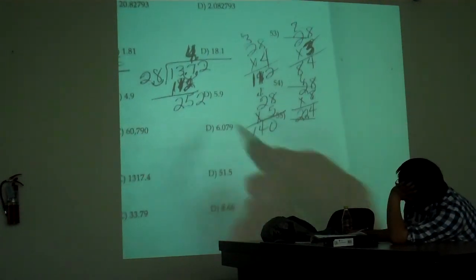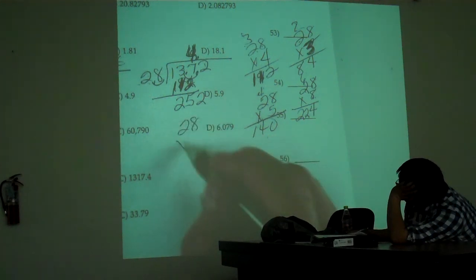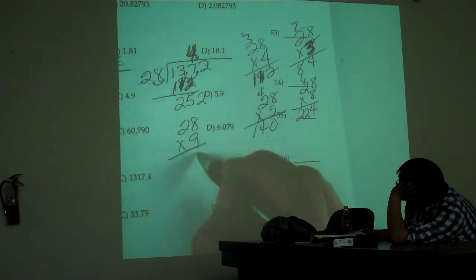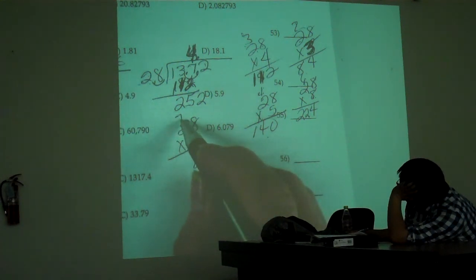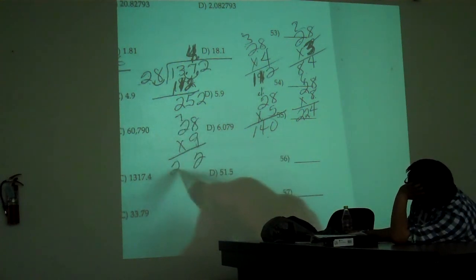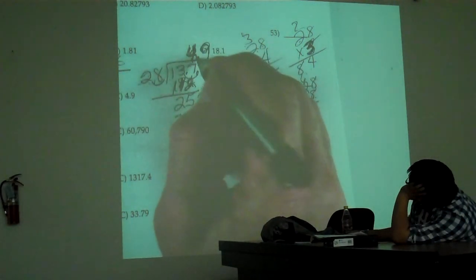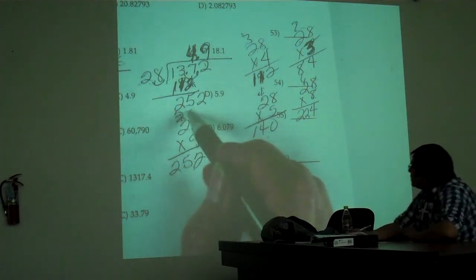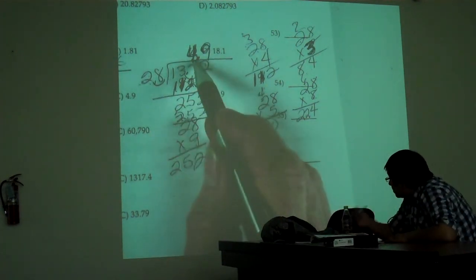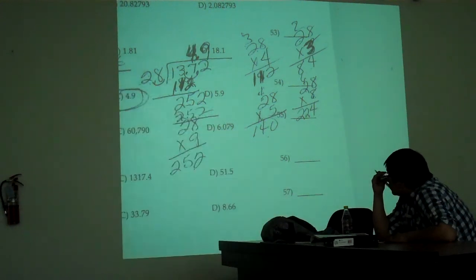So 28 times 9. 9 times 8 is 72. 18 plus 7 is 25. That was perfect, right? Yeah. 252. So 4.9 times that will give you exactly what you need. So that's your answer, 4.9.